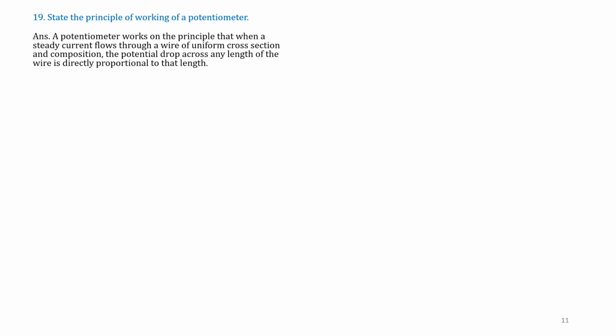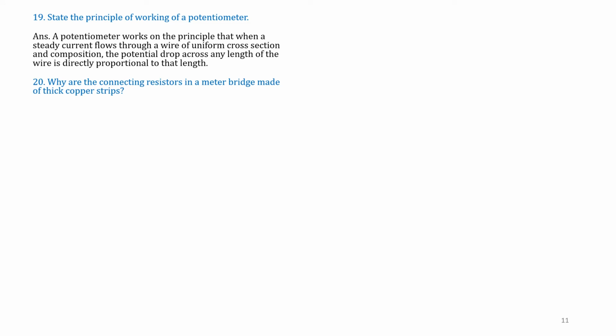Principle of working of a potentiometer. Answer. A potentiometer works on the principle that when a steady current flows through a wire of uniform cross section and composition, the potential drop across any length of the wire is directly proportional to the length. That is the simple principle. Potential drop is directly proportional to the length.